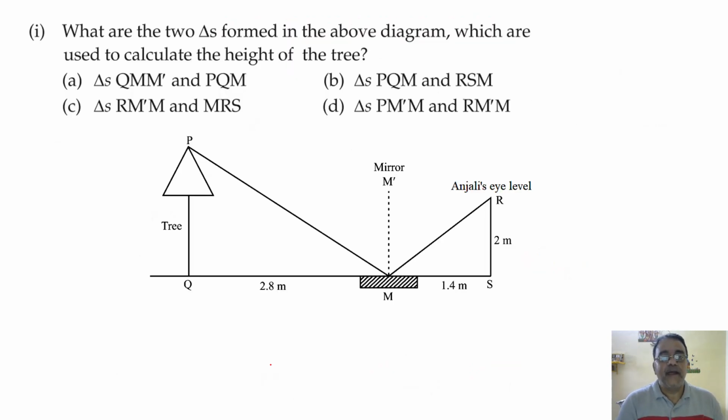So first question, what are the two triangles formed in the above diagram which are used to calculate the height of the tree? First one, triangles QMM dash, that is wrong. The first one is wrong, see, I am using elimination, this is wrong. Now second, PQM, this is correct, so I am going to the second one. RSM, this is also correct, so I got the option here. Which one?